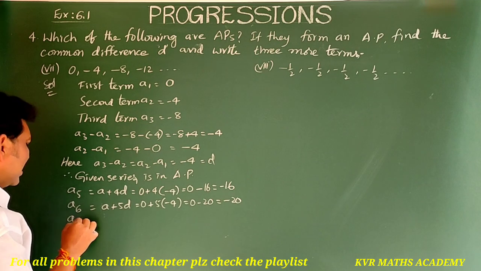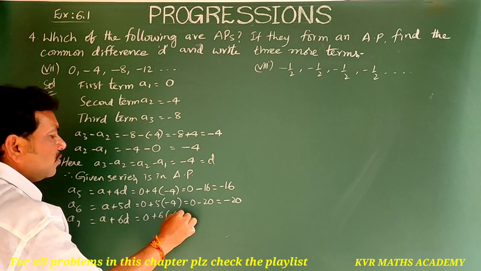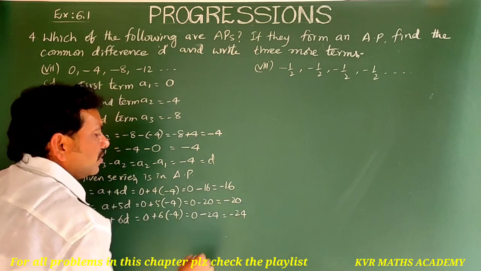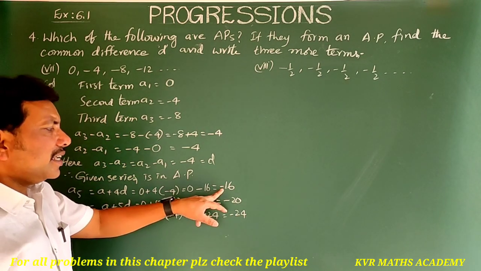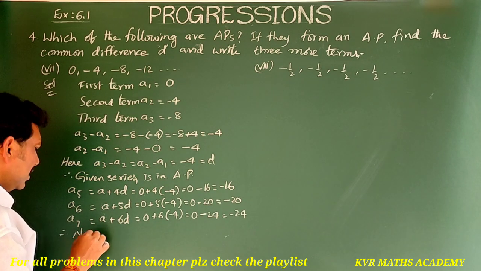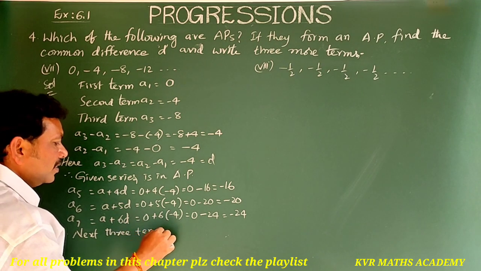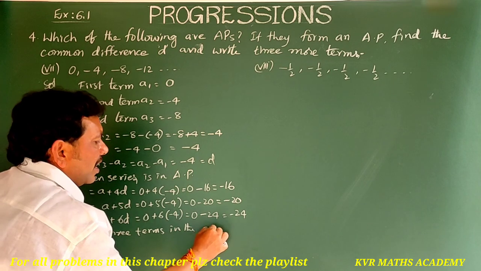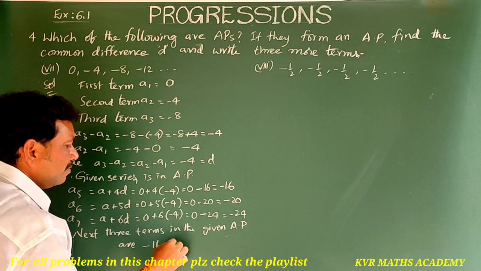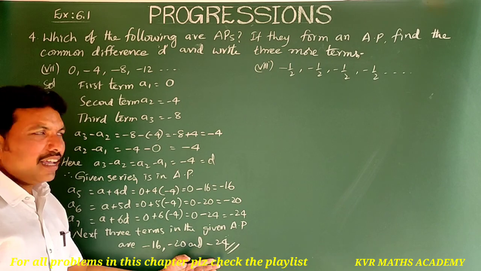Next, A7 is equal to A plus 6D. That is 0 plus 6 into minus 4, which is 0 minus 24, that is minus 24. So the next three terms in the given series are minus 16, minus 20, minus 24. Therefore, the next three terms in the given AP are minus 16, minus 20 and minus 24. Have you understood clearly? Yes.